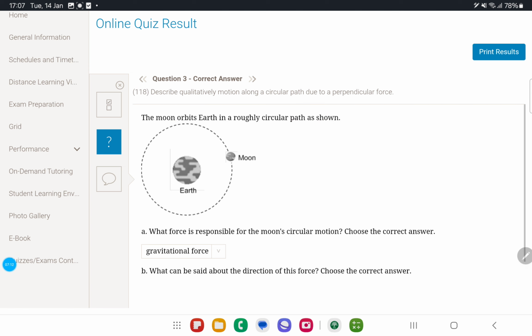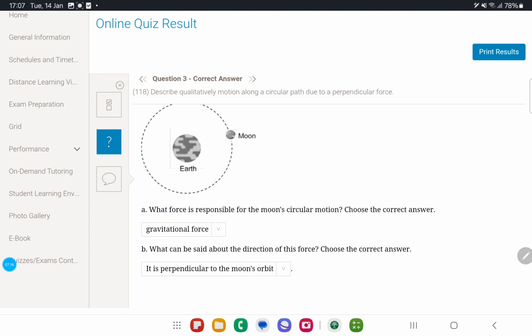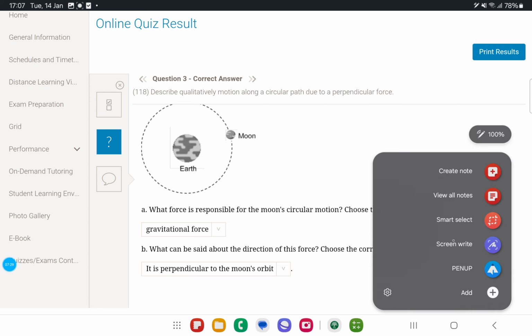Okay, for next question. The moon orbits Earth in a roughly circular path as shown. What force is responsible for the moon's circular motion? Choose the correct answer. Alright, so obviously it's the gravitational force that keeps the moon in the orbit. Yeah, it's Earth's gravitational force.